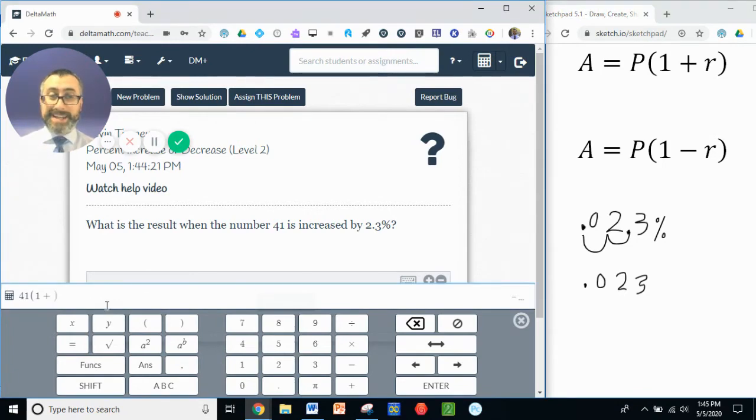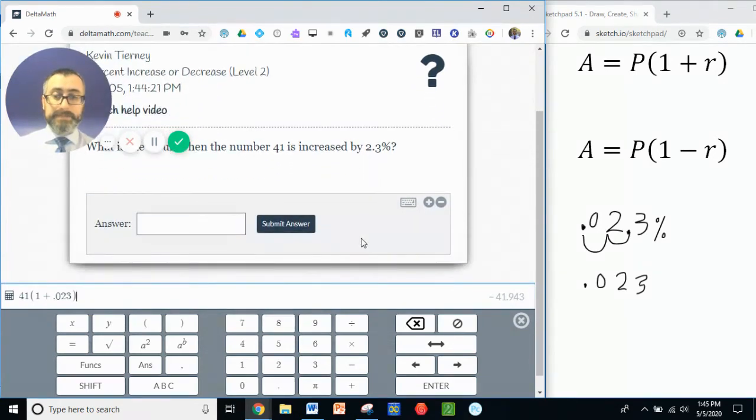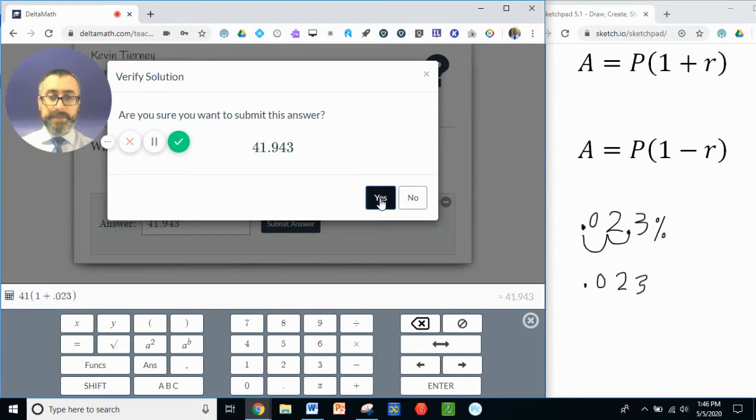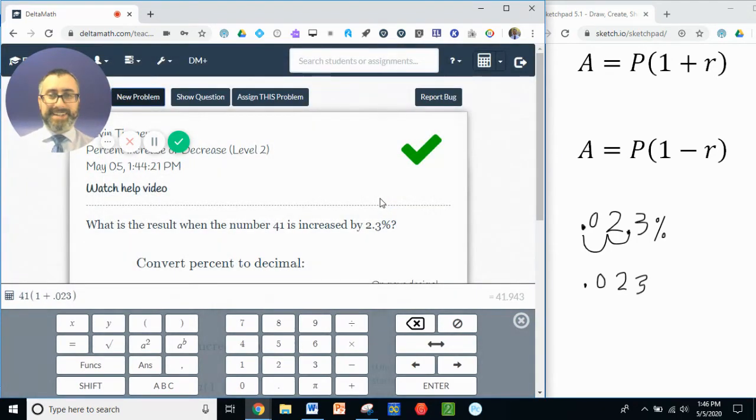So let's plug that in. So 1 plus 0.023. Okay, that says it should be 41.943. Fantastic.